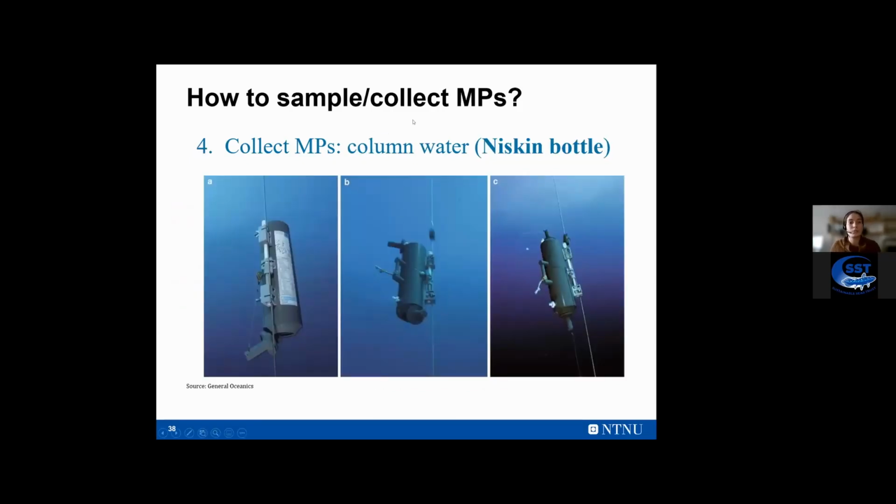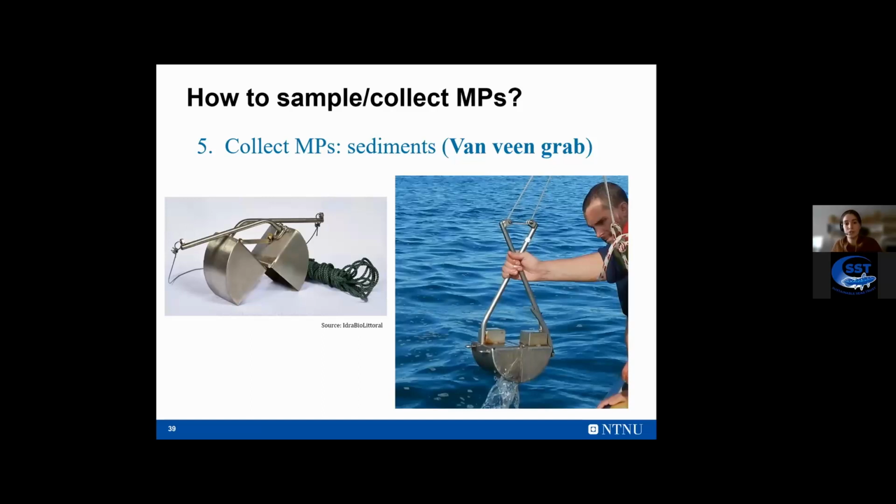Then we can also collect microplastic in the water column using the Niskin bottle. It's a tube, and we just put the tube in the water. When we are at 10 meters, for example, we close the bottle and we sample the water at 10 meters below the sea level. We also filter the water and try to extract the microplastic. And for the sediments, we have the Van Veen grab. You saw it in the video, we are just using this grab, collecting some sediments, and again, filtering and trying to extract microplastic.